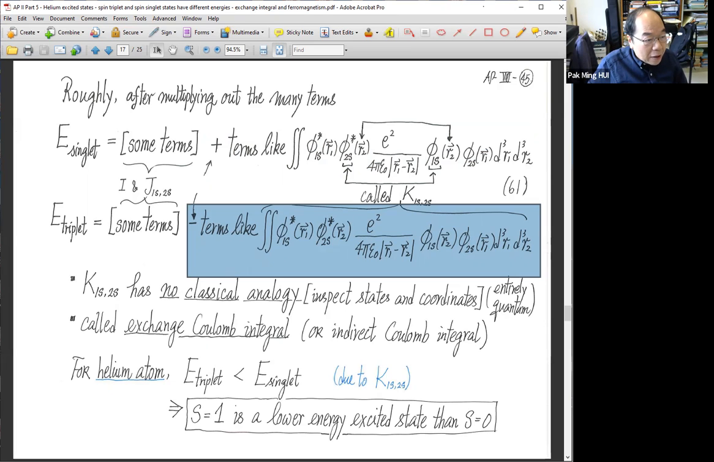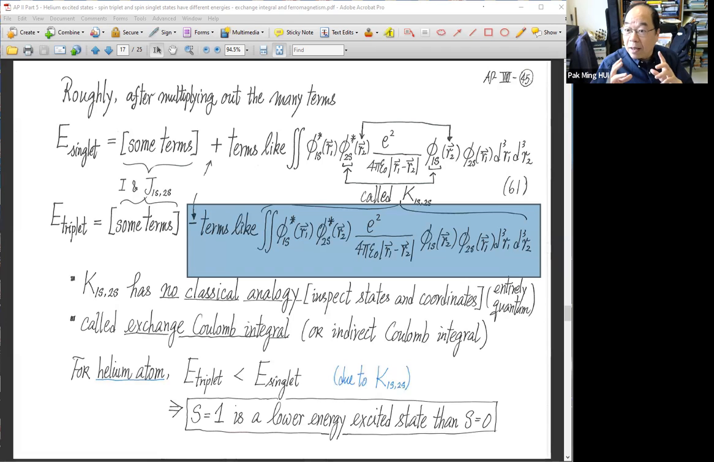So I pause here. Do you get the main physical point? It is the K, the exchange integral, that is causing the triplet and the singlet excited state to have different energy. Can I get my point across to you? So that is just like the energy difference between, yeah, right.